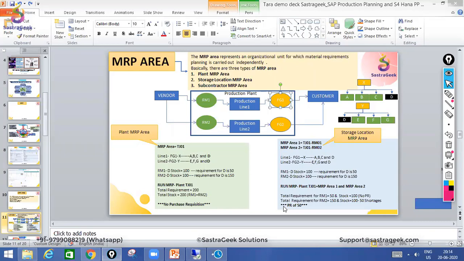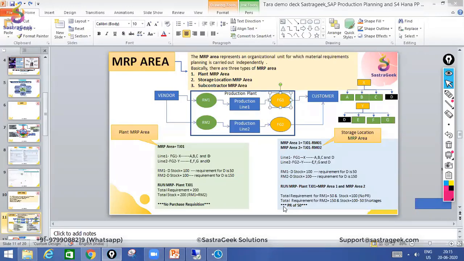For that reason, we need a different approach from plant-level MRP. We should run the MRP at the lowest level of my organizational unit, that is my raw material storage location. But in SAP, we have the planning file entry available only at plant level. So how will we do it then? For that, the storage location MRP area comes into the picture.